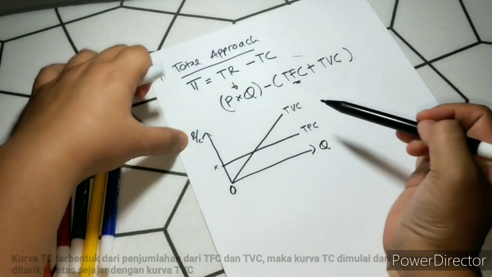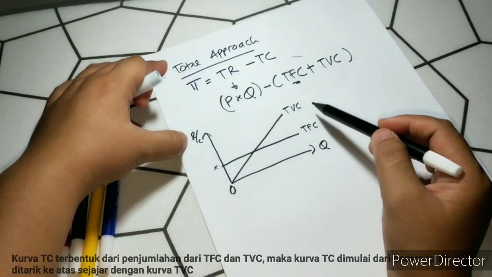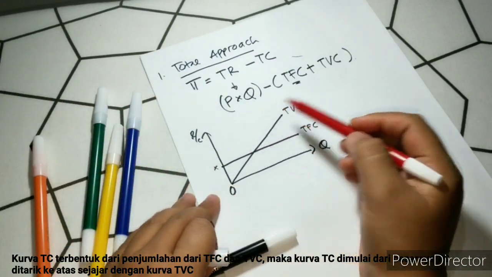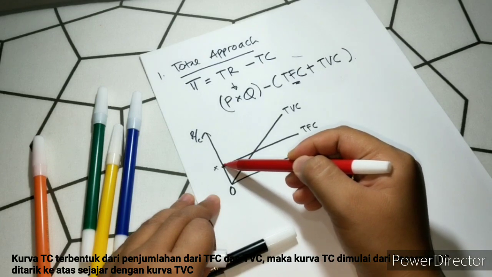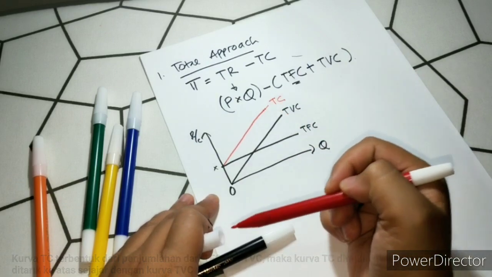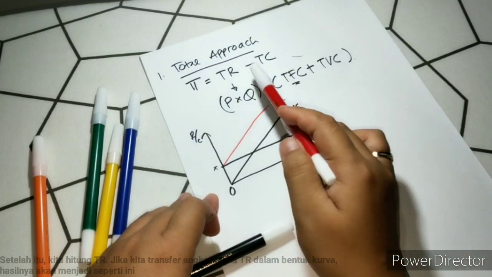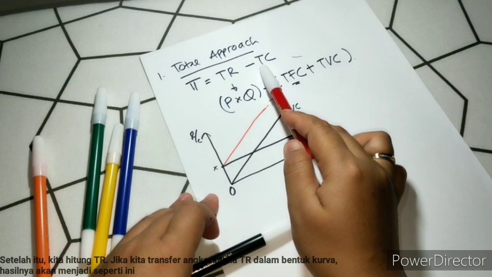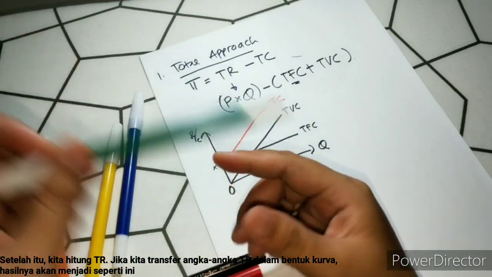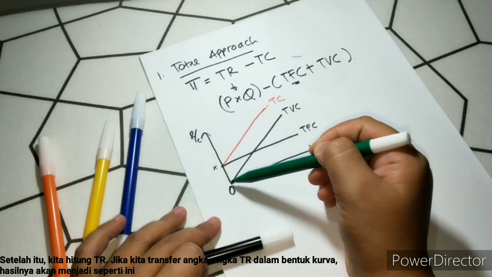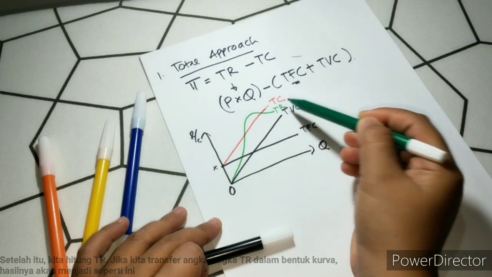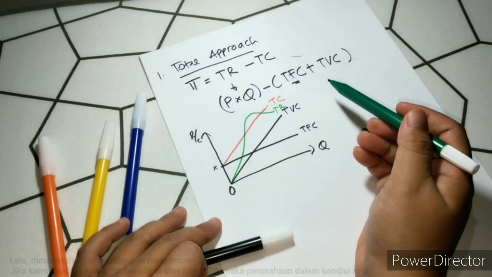So the total cost is the addition of total fixed cost and total variable cost. And the curve will start from the total fixed cost and it will be in line with the total variable cost. This is total cost. So after that, you have to count the total revenue, and if you add the total revenue, the graph will be like this one. So this is total revenue, starting from zero like this. This is total revenue. So where is the maximum profit?